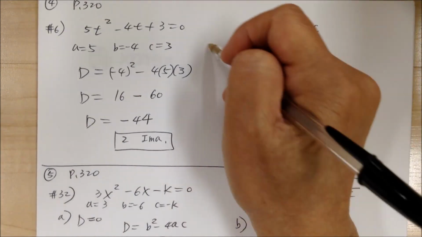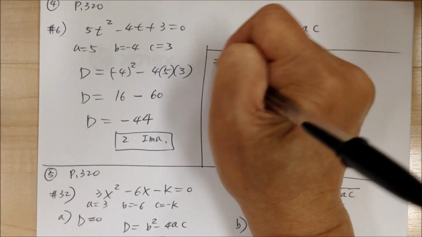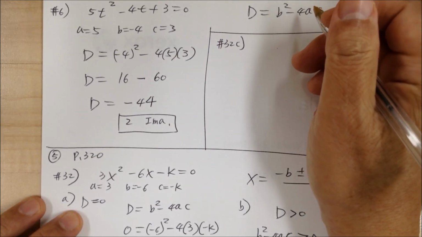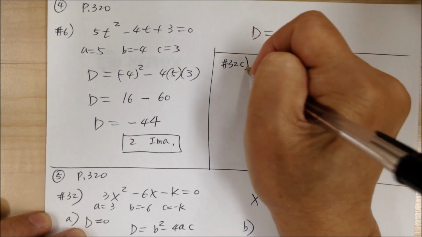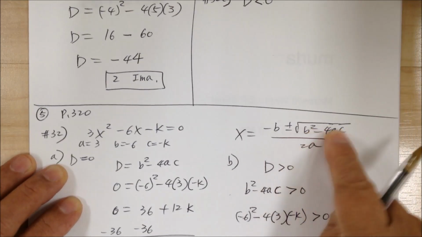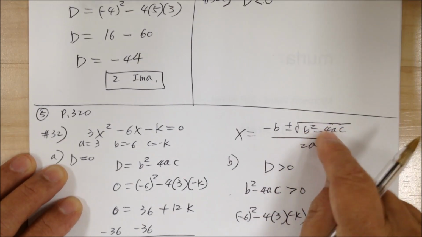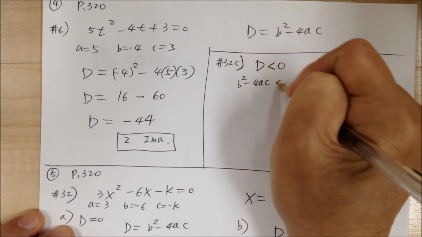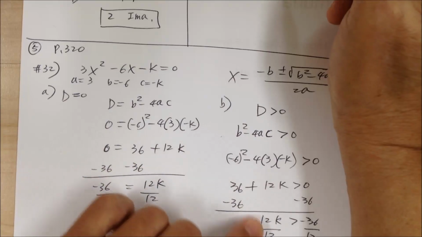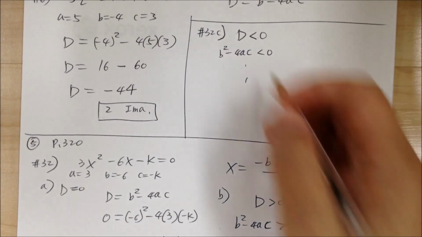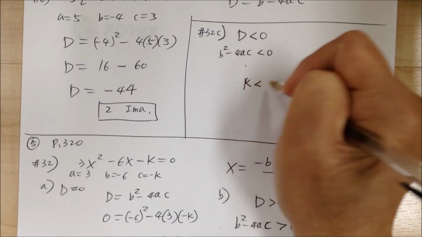Okay, now let's go and do part C. Okay, so part C, you want to get two imaginary roots. You want to get imaginary roots. That means D has to be less than 0, right? Again, when D is less than 0, you get a negative inside the square root. That's how you get imaginary answers. So you can substitute b squared minus 4ac is less than 0. And just do the same thing over here. Okay, so you can do exactly the same thing. The only difference is the arrow is pointing in the opposite direction. So you're going to get k is less than negative 3.